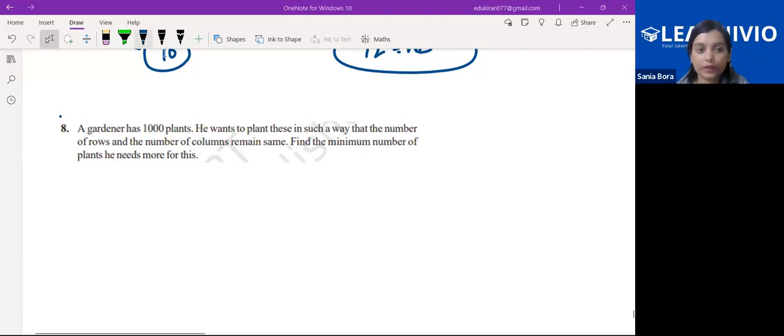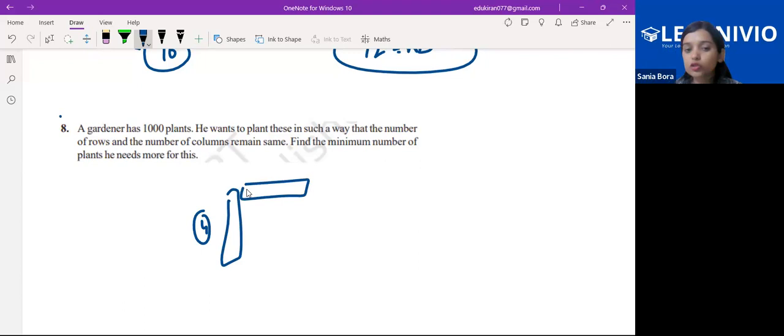Yes, ma'am. Okay. So over here, a gardener has 1000 plants. He wants to plant these in such a way that the number of rows and the number of columns remain the same. Find the minimum number of plants he needs more. So over here, he needs more plants. You remember, we have done these types of questions. See, if the demand of a question is that rows and columns should be the same, for example, if you are planting 4 here, there should be 4 here also.